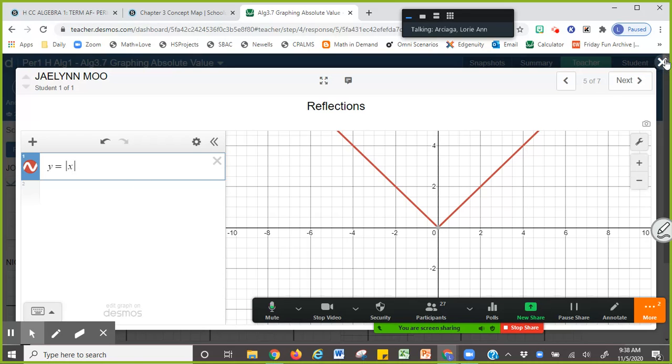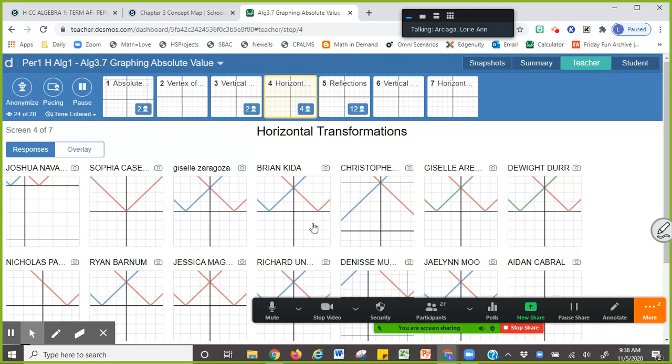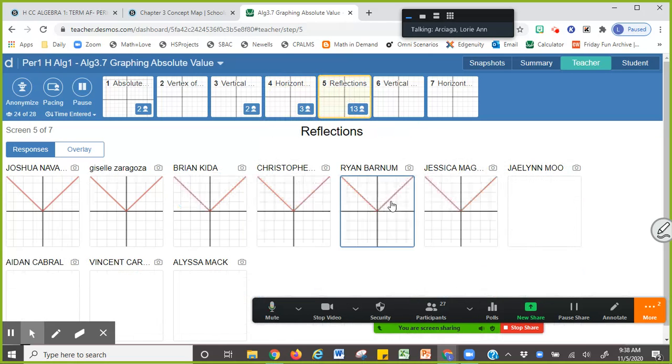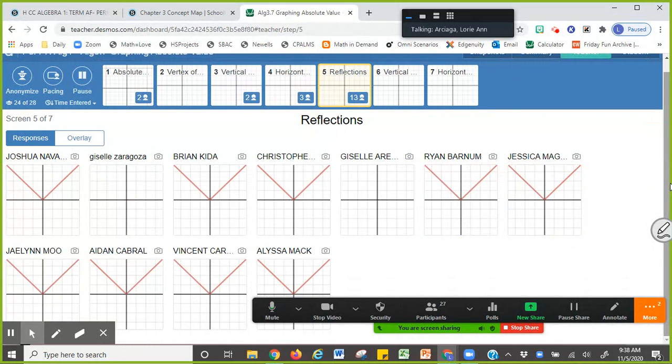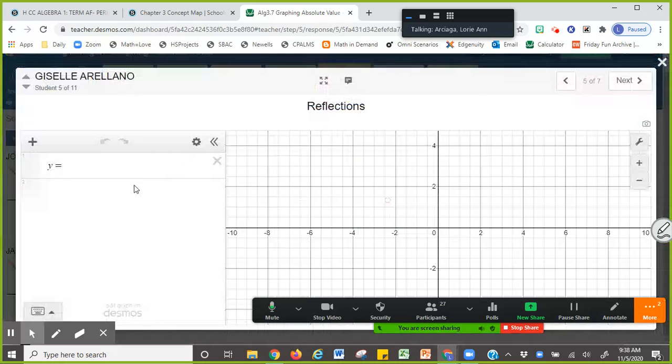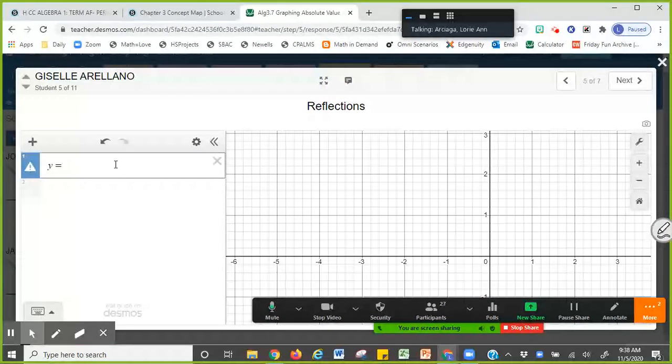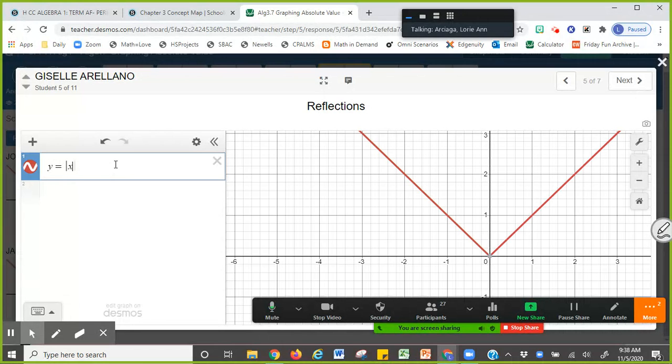Oh, I'm sorry, Jaylene. I keep using yours. Sorry. Okay. So we are in slide 5 now. Give me a graph that's now flipped downward. Hi, Giselle. May I use your screen? So y is absolute value of x. There you go.